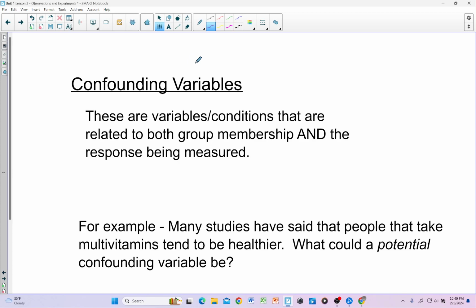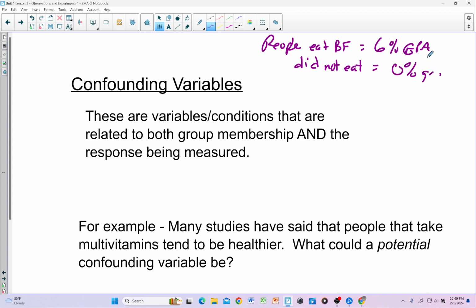Okay, so we found that with the breakfast experiment, people who ate breakfast had a 6% higher GPA, and people who did not eat breakfast had some baseline value, 0% growth. Okay, something like that. So people who ate breakfast exhibited a 6% higher GPA than those that did not.